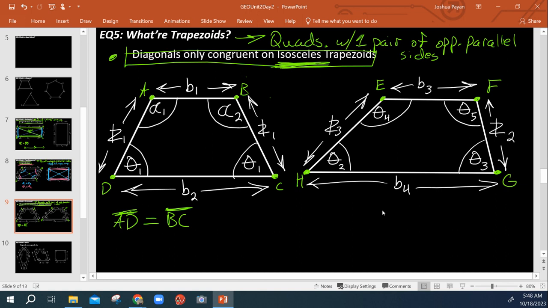Okay, now what is interesting here is that we also have base angles that are congruent. Okay, so if I call this theta 1, I don't know why I numbered these differently over here. I call that theta 1 and theta 2. I see that theta 1 is equal to theta 2. And analogously, we see that alpha 1 is congruent to alpha 2. Okay, so the only interesting stuff that happens on isosceles trapezoids like this one here, right?